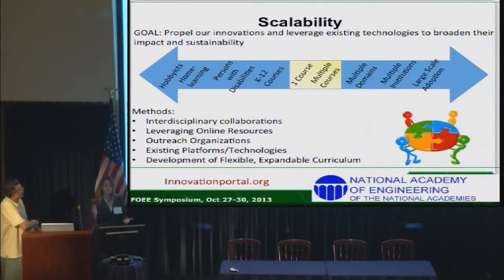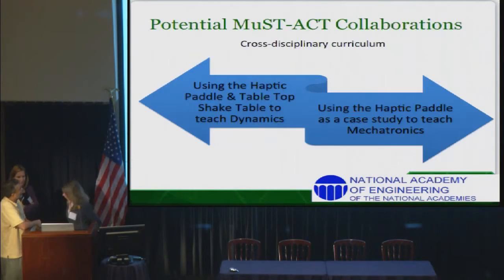And then the last thing we discussed was scalability. And so the goal really is to take our technologies, our tools, leverage what already exists, and then send it off, right, beyond just our classroom to broaden the impact and the sustainability. And most of us determined that we're at our course or our multiple course level. And really where we want to go is much beyond that, into multiple domains, multiple institutions, right? Or into more informal settings where homeschooling may occur, or working with hobbyists or individuals. We talked about several methods, primarily establishing these interdisciplinary collaborations to do this.